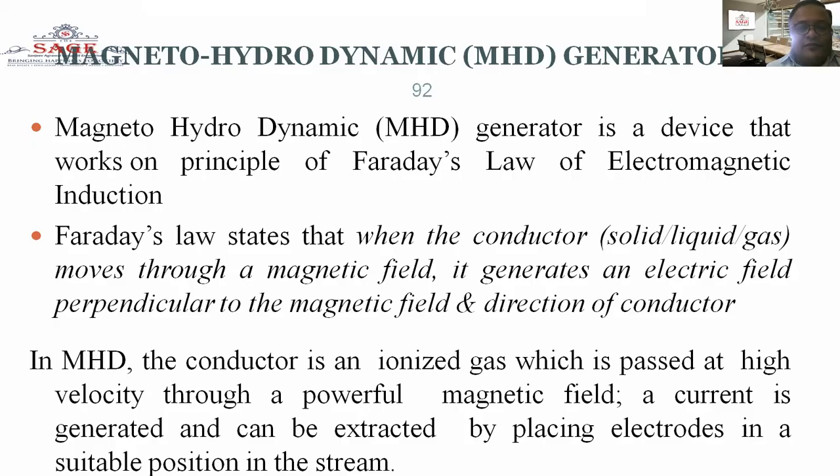So when the conductor is moved in the magnetic field, it will generate an electric field which is perpendicular to the magnetic field and the direction of the conductor. This is called Faraday's law. In MHD, the conductor is an ionized gas which is passed at a high velocity through a powerful magnetic field. A current is generated and can be extracted by placing electrodes in a suitable position in the stream.